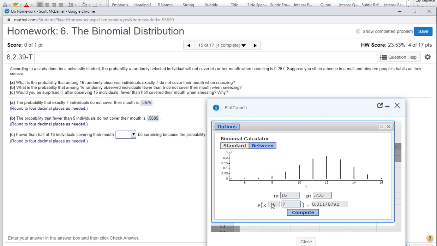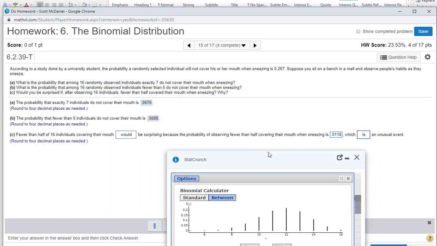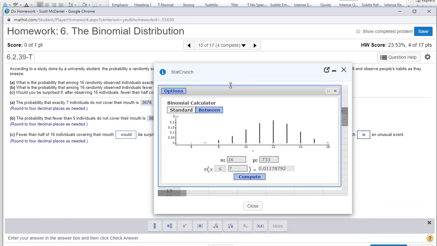Let's keep it this way because I'm getting ready to switch to the calculator. You need to do this. So it's 0.0118, which is an unusual event, because it's less than our sort of arbitrary threshold of 0.05. This is a hard problem. You'll need to think about it and go through it, possibly go through another one similar to this.